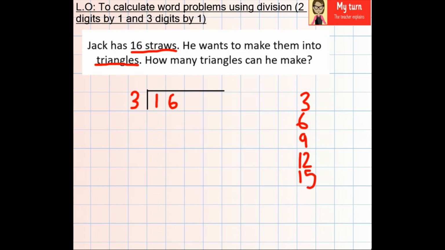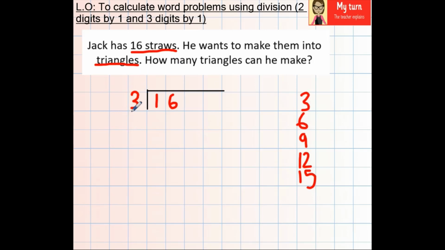Now it's a my turn question. Jack has 16 straws. He wants to make them into triangles. How many triangles can he make? Well, you know that to make a triangle you need 3 straws, so the calculation is 16 divided by 3. Again, you could do this in your head very easily. If you're still feeling a bit wobbly, then you could, of course, initially do it in a bus stop method.